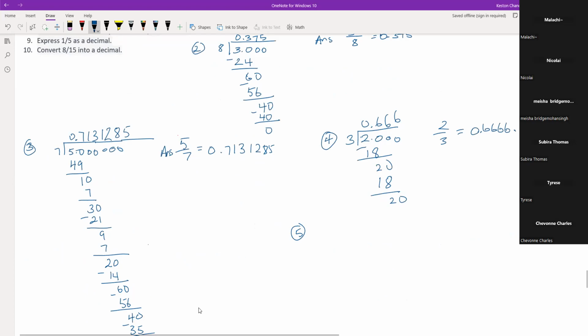7/12. 12 into 70: 5 12s are 60, 6 12s are 72, so you could use 5. That gives us 10. 12 into this here, put 0 here, cannot. Then add the 0 now and bring it down. 12 by 8 is 96, and 12 nines are 108.